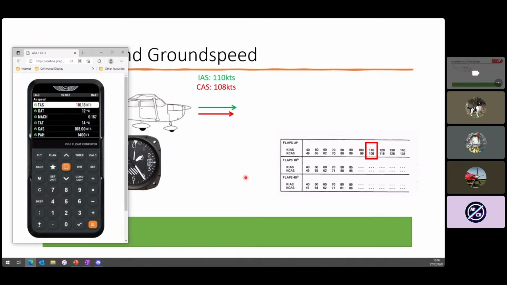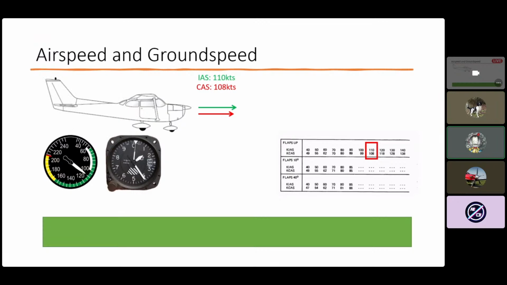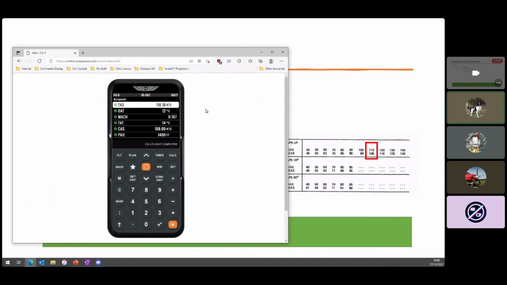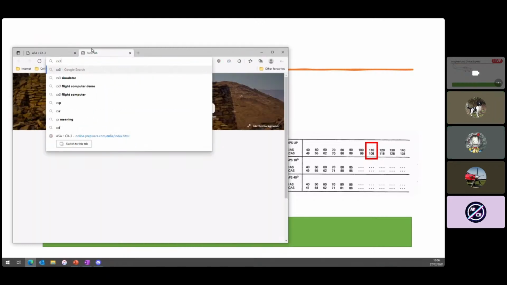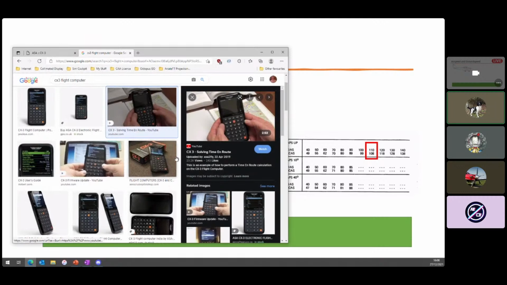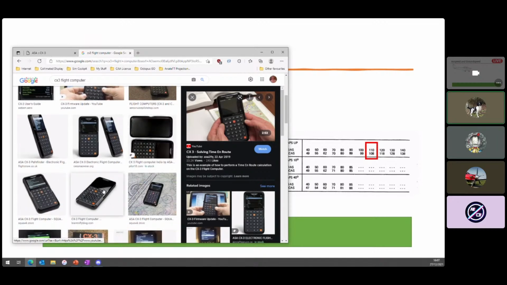Okay? Is that emulating a phone app? What's that? Is the tool you're using emulating a phone app? No, this is a CX3 flight computer. I've actually got one sitting on my desk. It's an actual computer. It looks like a calculator, a scientific one. I keep one of these in my flight bag.